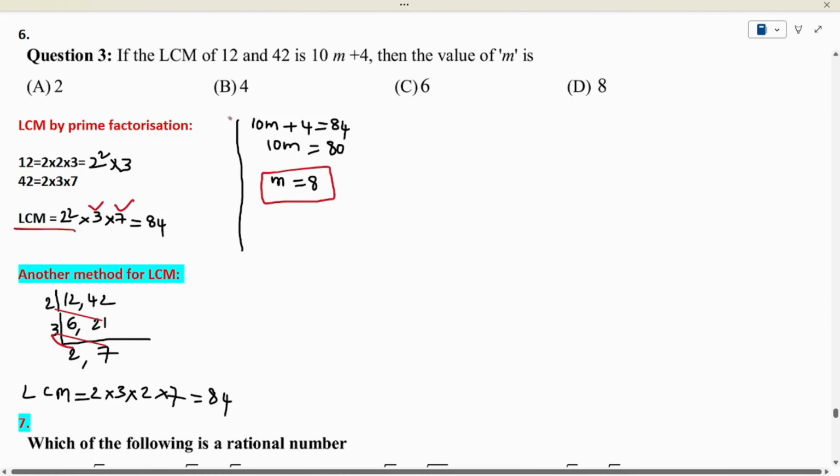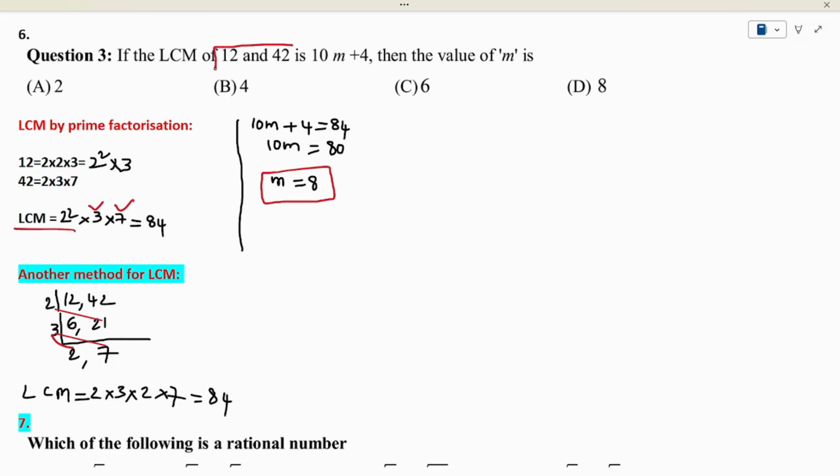So I can say square root of 5 is the irrational number. Come to question number 6. If the LCM of 12 and 42 is 10m plus 4, then find the value of m. To answer this question, again we need to make the prime factorization for both 12 and 42. Then we need to find out the LCM. When we make prime factorization, 12 became 2 into 2 into 3, that is 2 square into 3. 42 will become 2 into 3 into 7. To find out the LCM, we need to consider all the factors. 2, 3, 7 are the factors. So I choose all, 2 into 3 into 7.